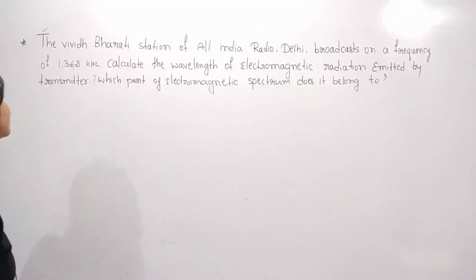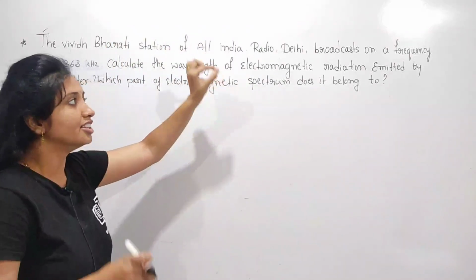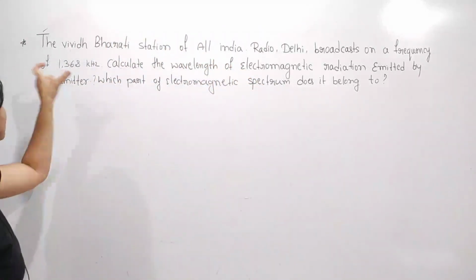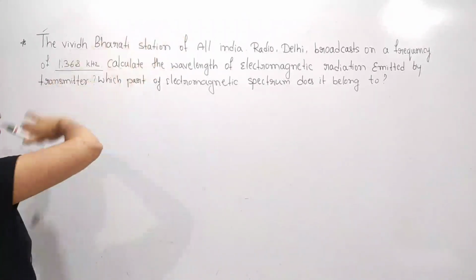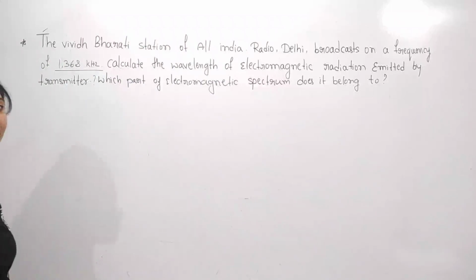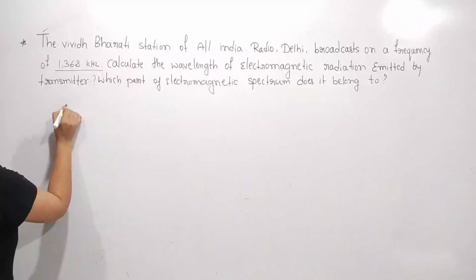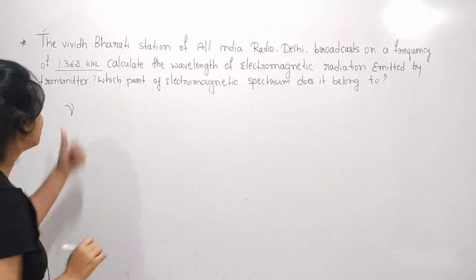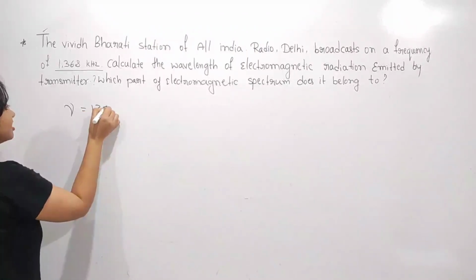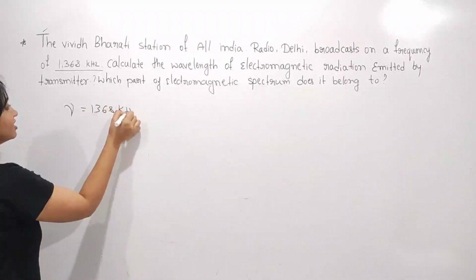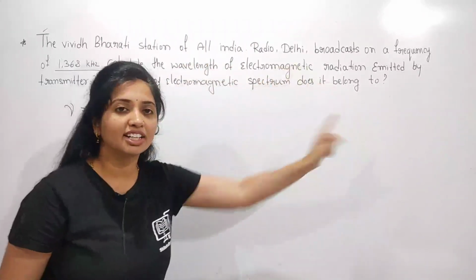What are they saying to us? The Vivid Bharati station of All India Radio Delhi broadcasts at a frequency of 1368 kHz. They broadcast waves of this much frequency. So they give us the frequency, and frequency is denoted by nu. The frequency is how much? They give 1368 kHz.